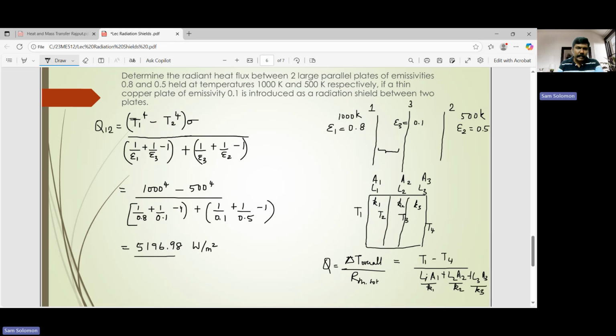So this is the answer that I get by using the calculator, but I would request you to check this value.